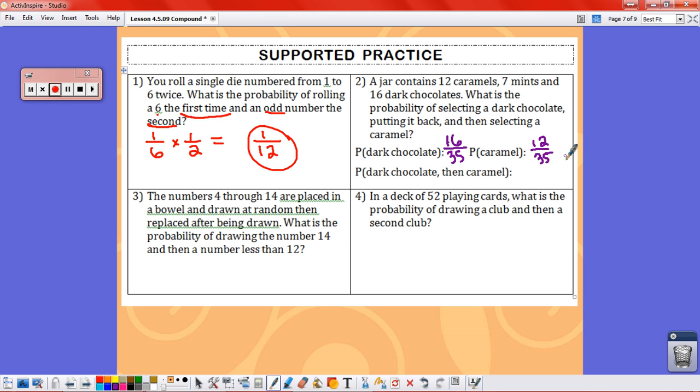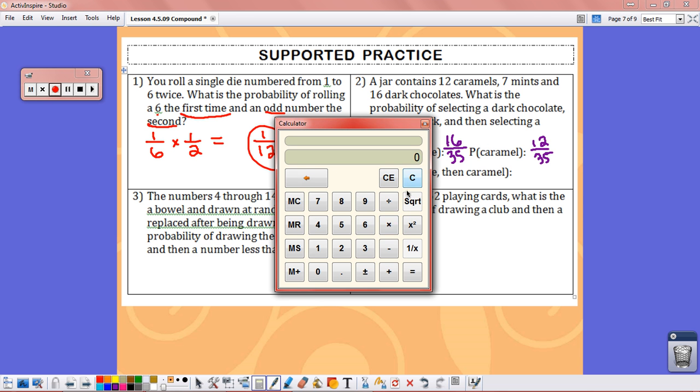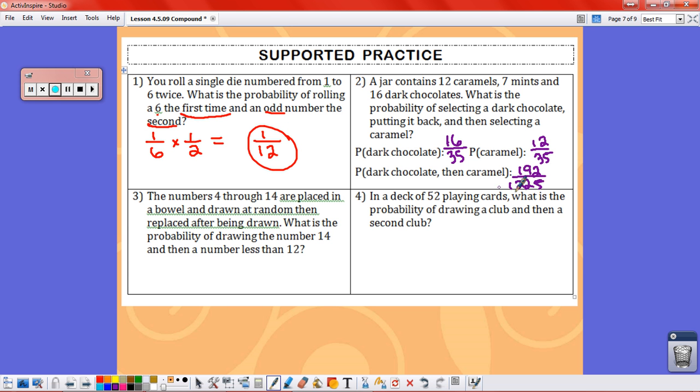And we would multiply. So this one's actually going to be a really big one. We'll use calculators for this. Double check my work first. 16 times 12 is 192. And 35 times 35 is 1,225. So that's a big fraction. Well, the numbers involved are big.